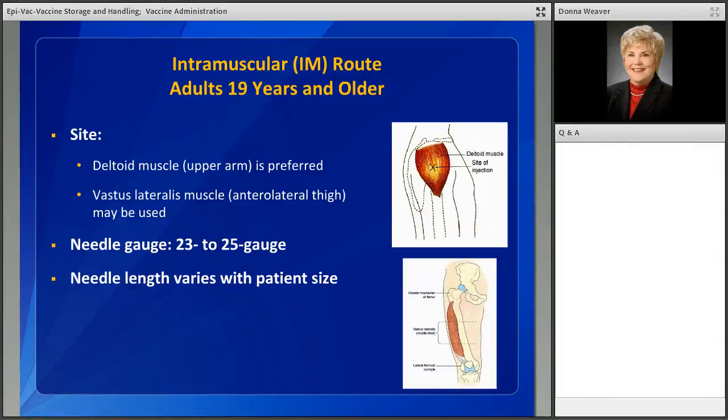For adults, the deltoid muscle is recommended for routine intramuscular vaccinations, but the anterolateral thigh can also be used. Now there's a chart in the Pink Book on page 96 that's based on gender and weight to assist in selecting needle length. Now it's important to use the route of administration that's recommended by the vaccine manufacturer. There are only 2 vaccines that can be administered by either the subcutaneous route or the intramuscular route. They are PPSV23, the pneumococcal polysaccharide vaccine, and IPV, the inactivated polio vaccine.